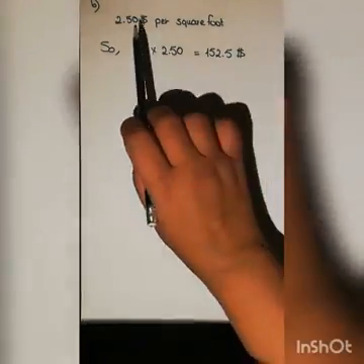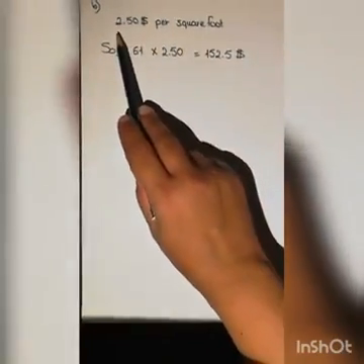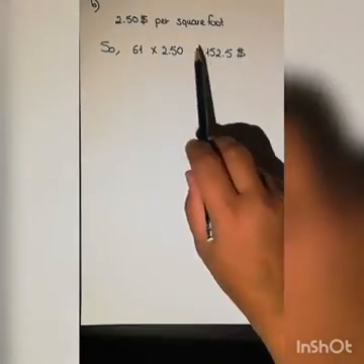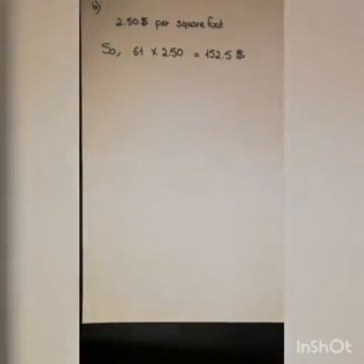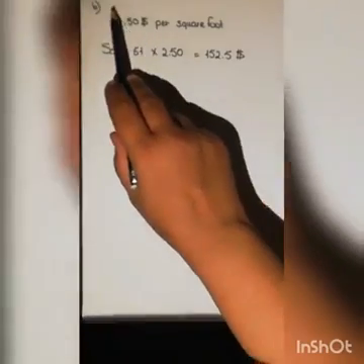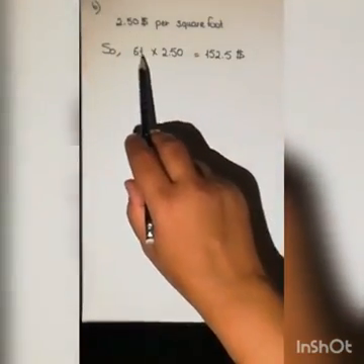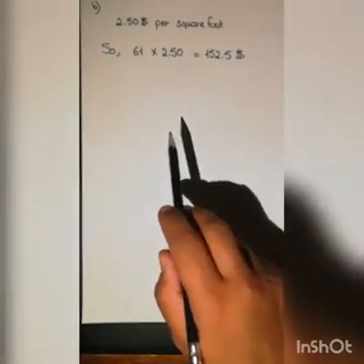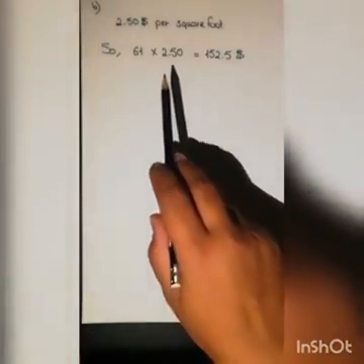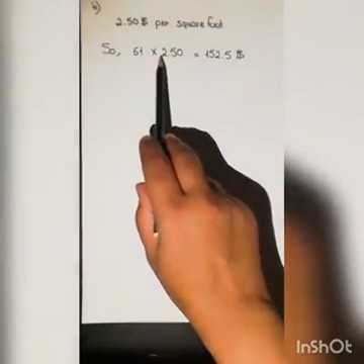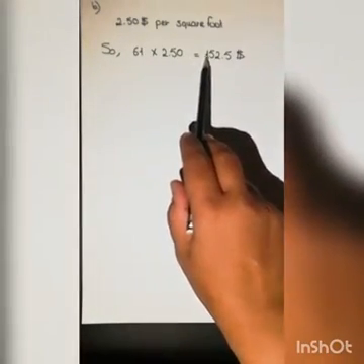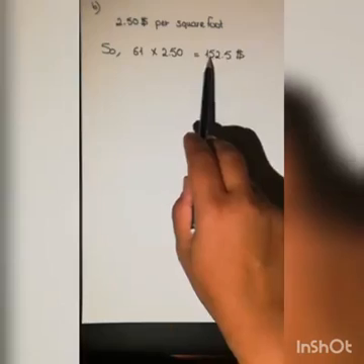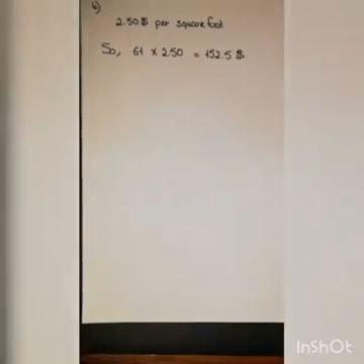So here the cost per square foot is $2.50 as mentioned in the problem. So we're going to take this amount and multiply by 61 feet square, which represents the total area of the floor. So 61 times $2.50 equals $152.50. This is the total cost she is going to pay for the carpet of the floor.